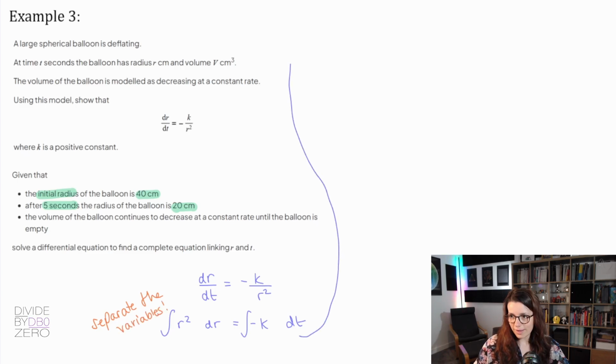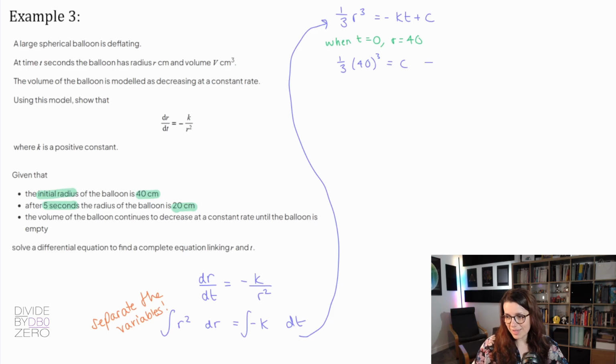When you integrate that, you get a third r cubed equals minus kt plus c, and then you're ready to substitute in the information that was given. So initial radius is 40, means when t equals 0, r is 40. So we sub that information in, we get that c is equal to 64,000 over 3. So the next iteration of the equation is a third r cubed equals minus kt plus 64,000 over 3.